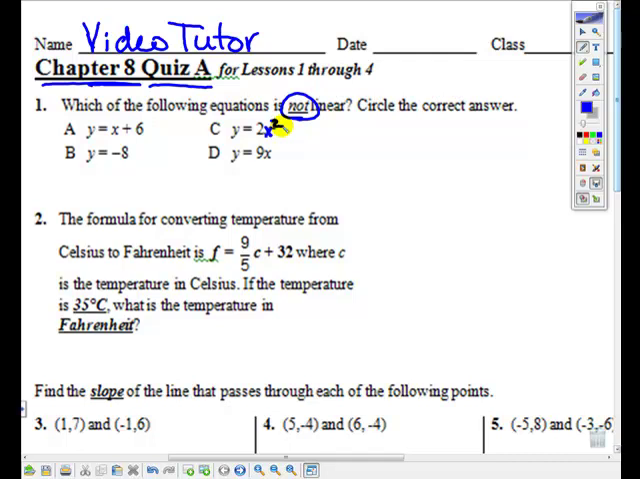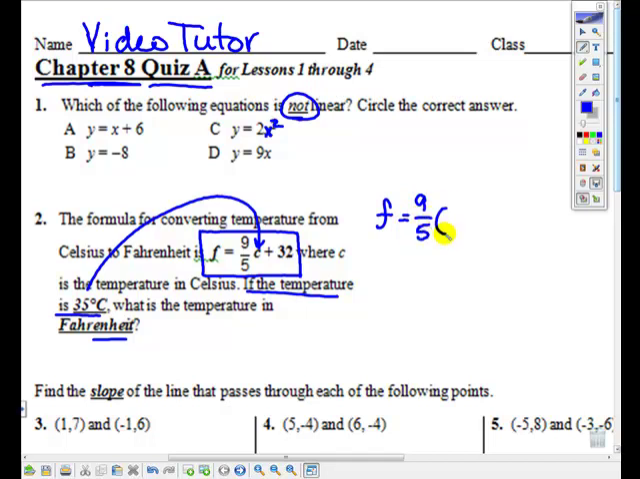If we go down here to 2, you are given the formula F equals 9/5 C plus 32, and that's the formula for converting temperature from Celsius to Fahrenheit. And then the question you're asked to answer is, if the temperature is 35 degrees Celsius, what temperature would that be in Fahrenheit? So what you're really going to have to do is bring this 35 up and replace it into the equation for C, and you would have F equals 9/5 times that number plus 32.